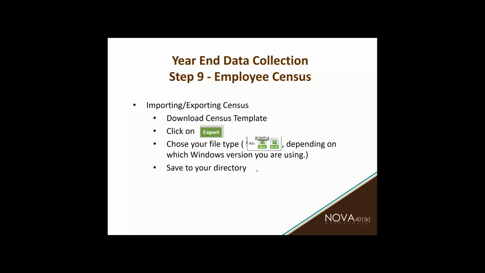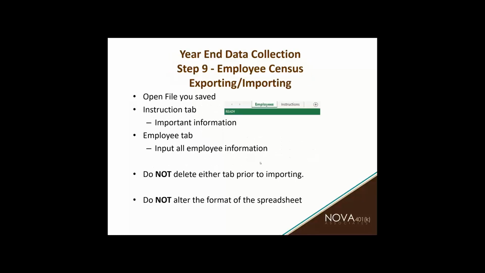So we do suggest that if you have more than 5 employees, or even if you have 2, download our census template. It's an Excel file. And again, you do it by clicking the export button on that step. And then it's going to give you these options for which Excel version to use. And it's going to be based on the Windows version that you were using on your computer. Okay, so you would want to export whichever version is on your computer and save it into your company computer directory. And then that's where you will enter the information from your computer.